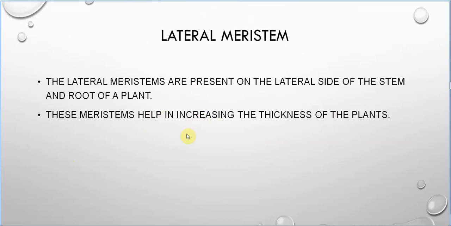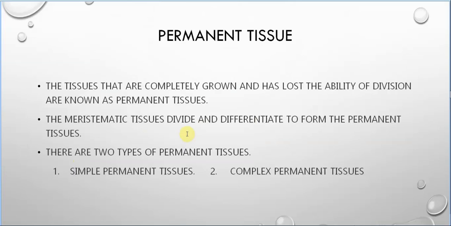So proceeding to the next part. Next comes permanent tissue. We have already discussed the meristematic tissue. Now we will discuss the permanent tissue. So let us start with the definition of permanent tissue.